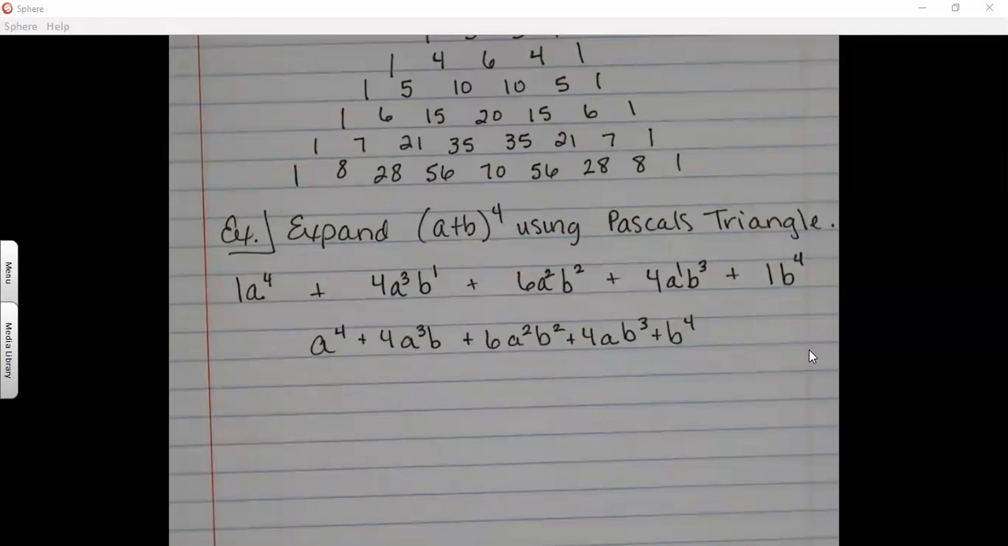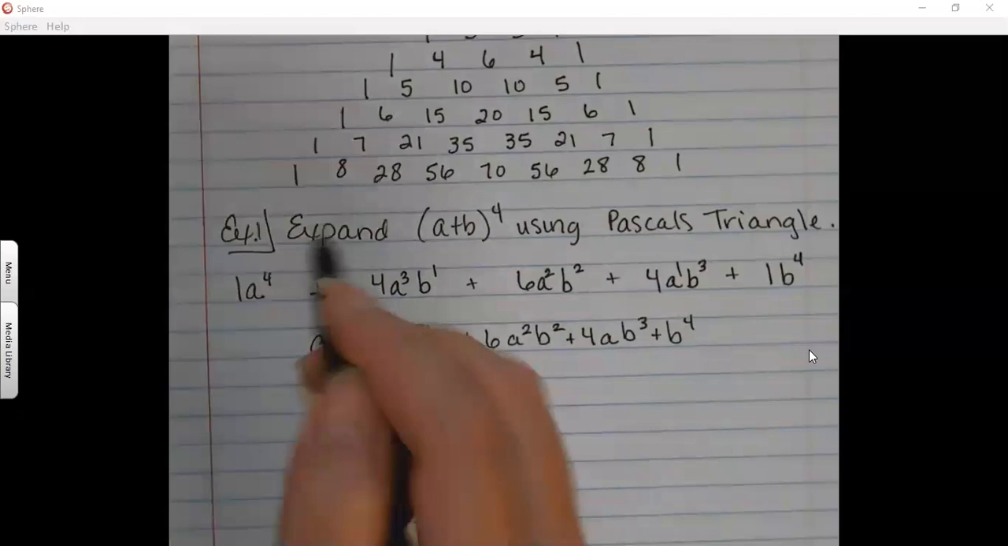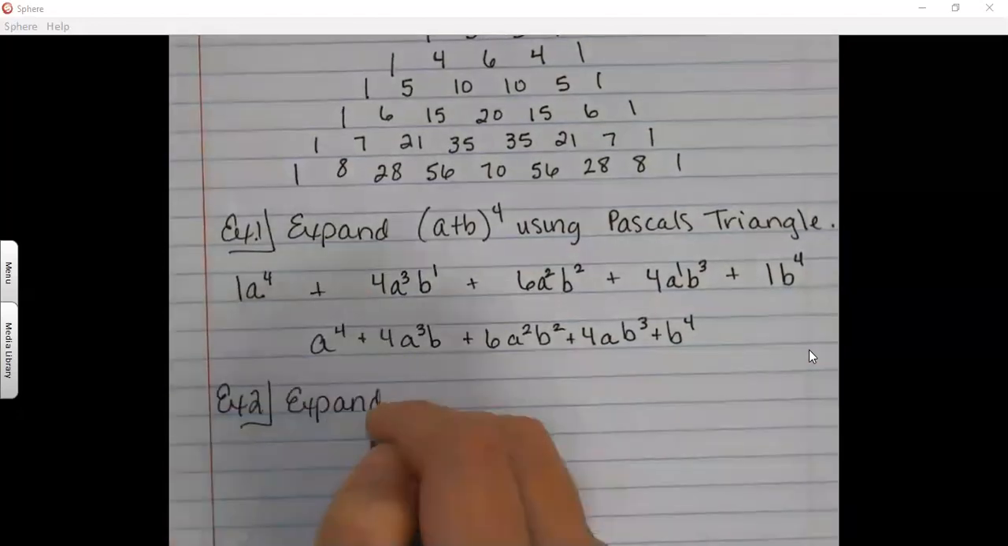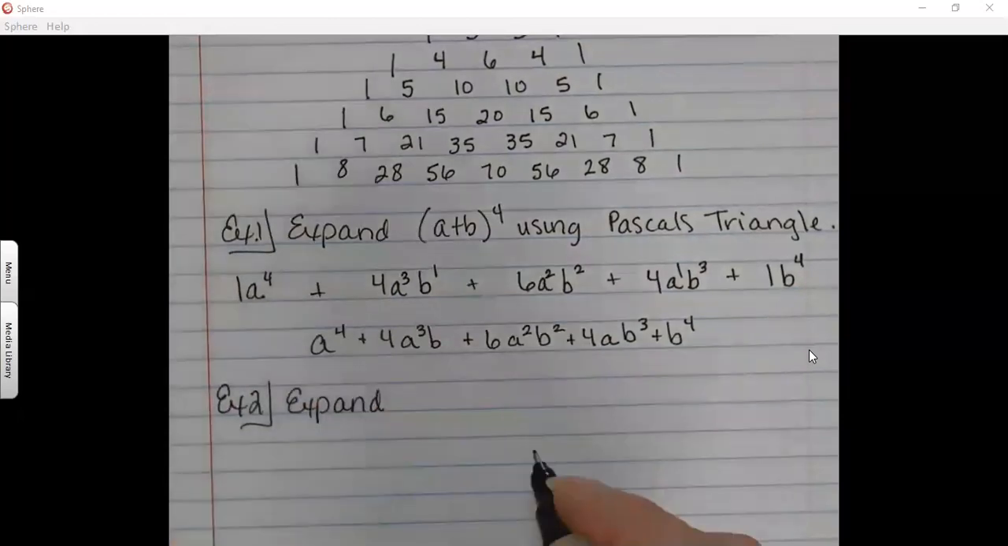So example 2, we're going to expand a plus b to the fifth.